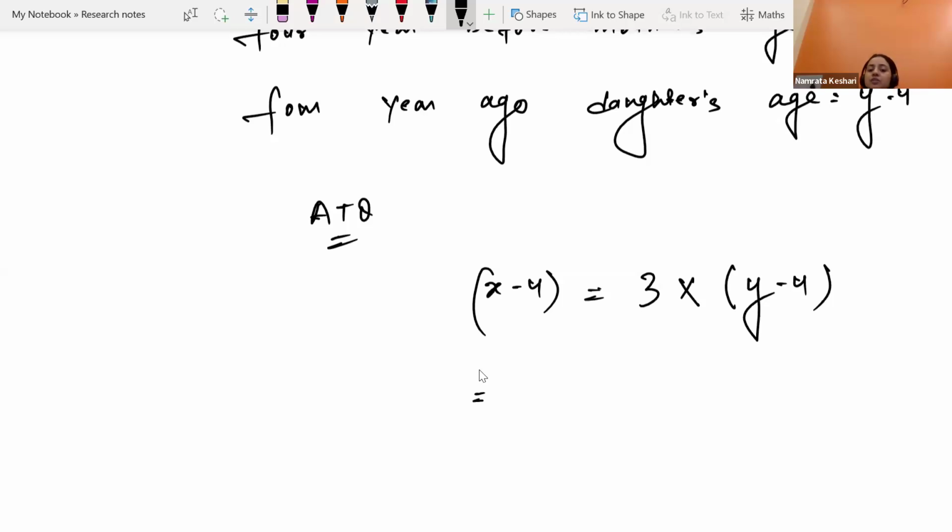Now, from here, we just have to write it in the standard form of linear equation in two variables. That means ax plus by plus c is equals to 0. That form it will be. Please do it now. Meanwhile, I am writing another question.